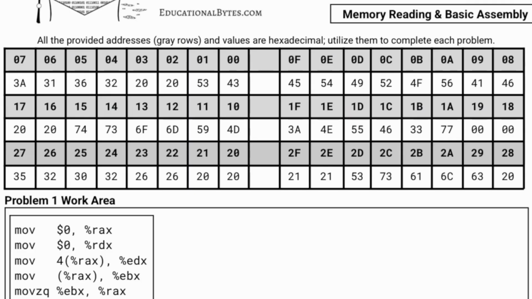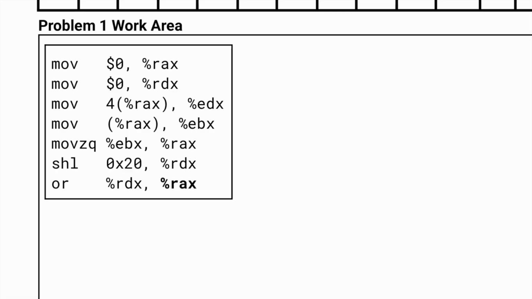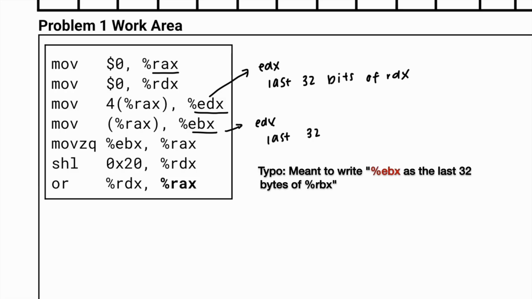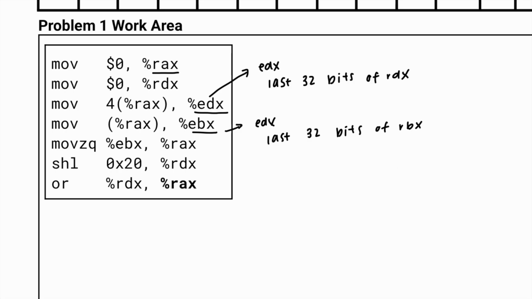We should also keep track of which registers we'll be using for today's problem. I can see that we'll be using RAX, RDX. Remember that EDX refers to the last 32 bits of RDX. And I also see EBX, so the full register name will be RBX. So in total, we have 3 registers that we're working with: RAX, RDX, and RBX.